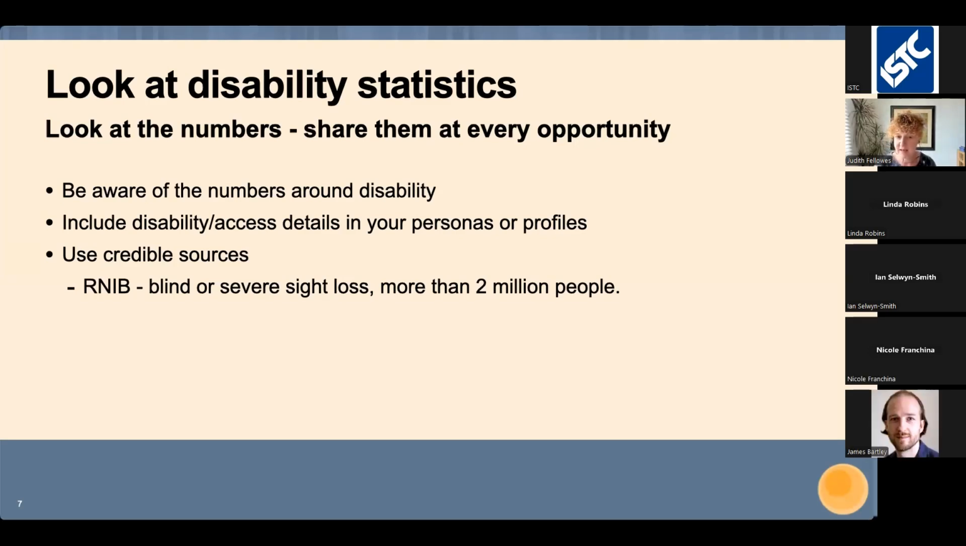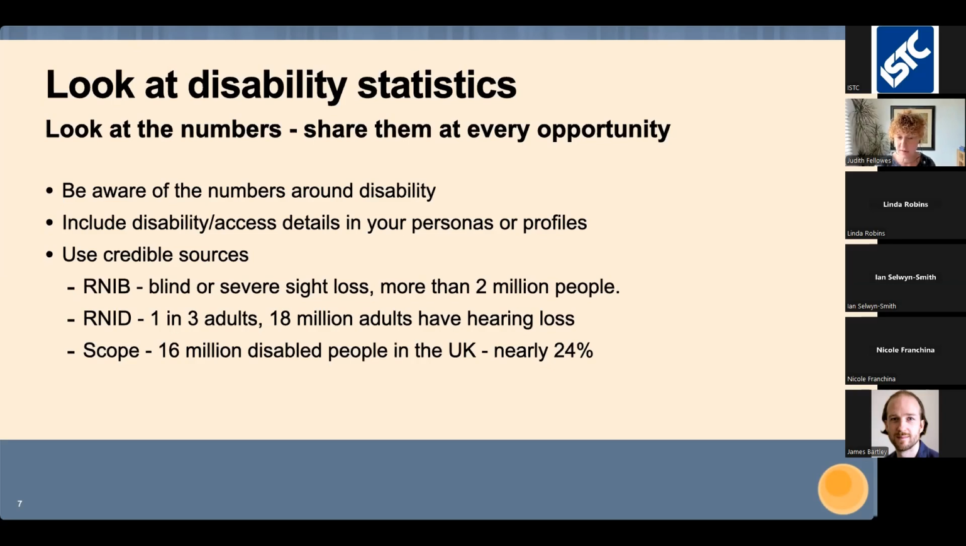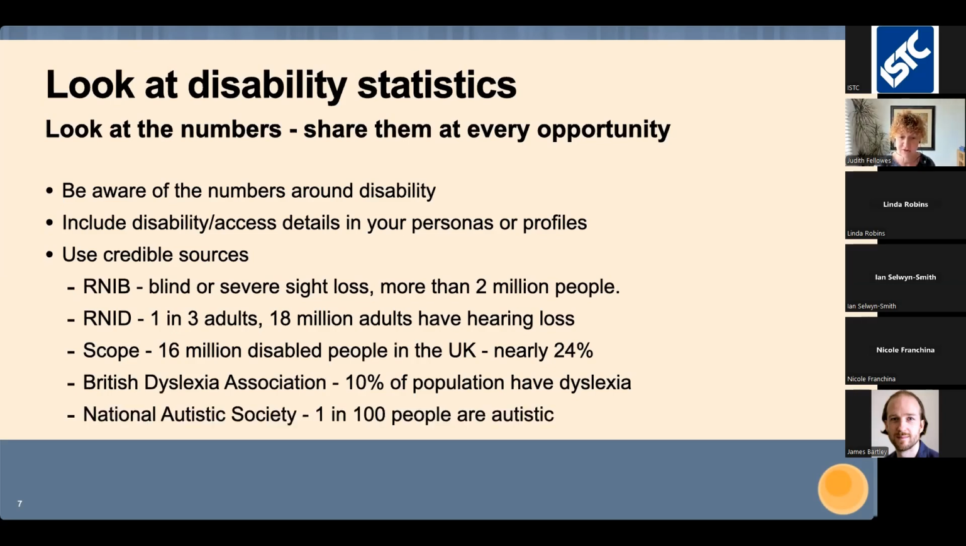So people who are blind or have a severe sight loss, more than 2 million people in the UK. RNID, 1 in 3 adults are deaf or hard of hearing, so that's 18 million adults have a hearing loss. Scope, 16 million disabled people in the UK, that's nearly 24% of the population. And the British Dyslexia Association, 10% of the population have dyslexia. And National Autistic Society, 1 in 100 people are autistic. So a few things to get you started there.